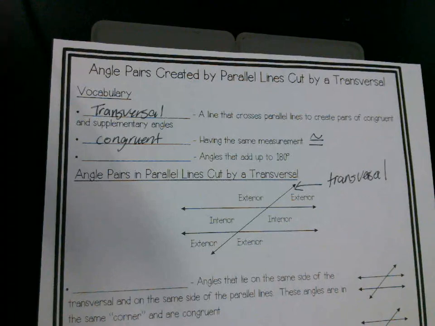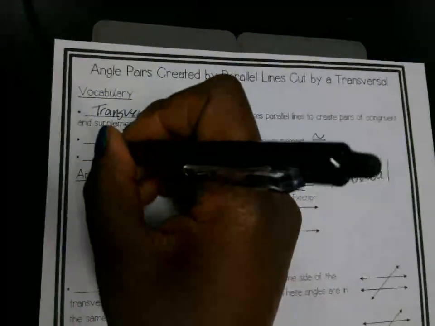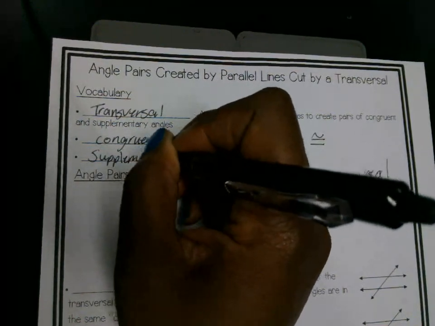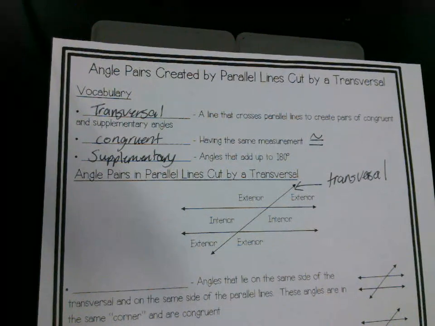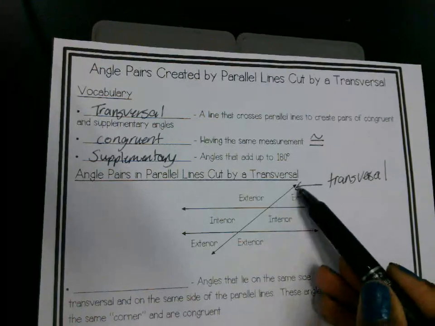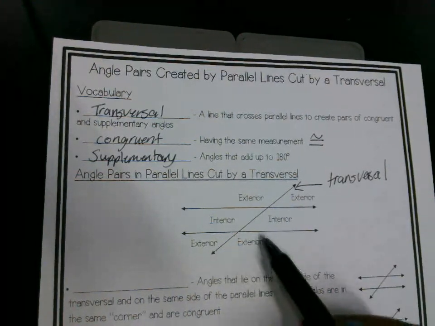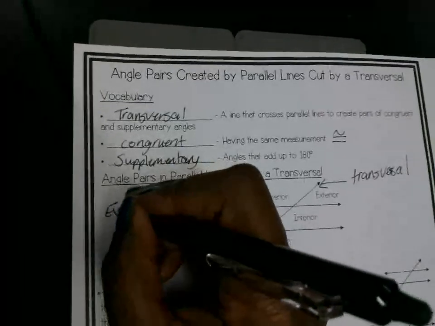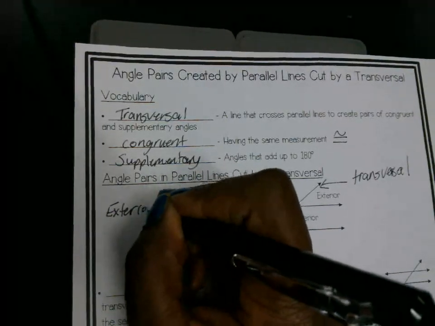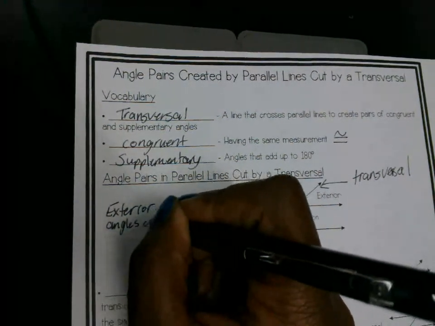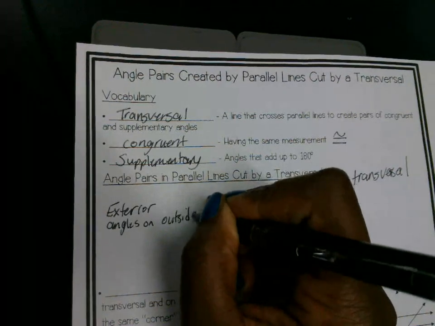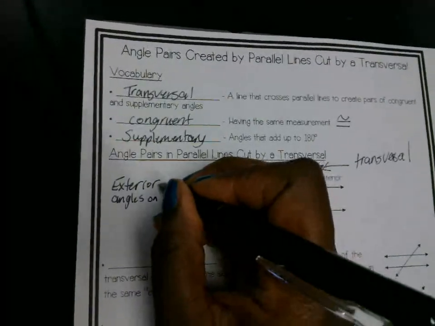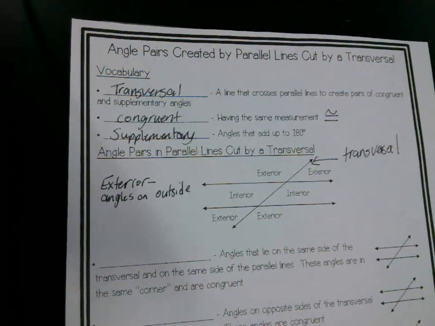Angles that add up, more than one angle that adds up to 180, are supplementary. We have angles in parallel lines cut by a transversal. This line is the transversal. The angles that are on the outside are called exterior. Exterior angles are those angles that are on the outside.